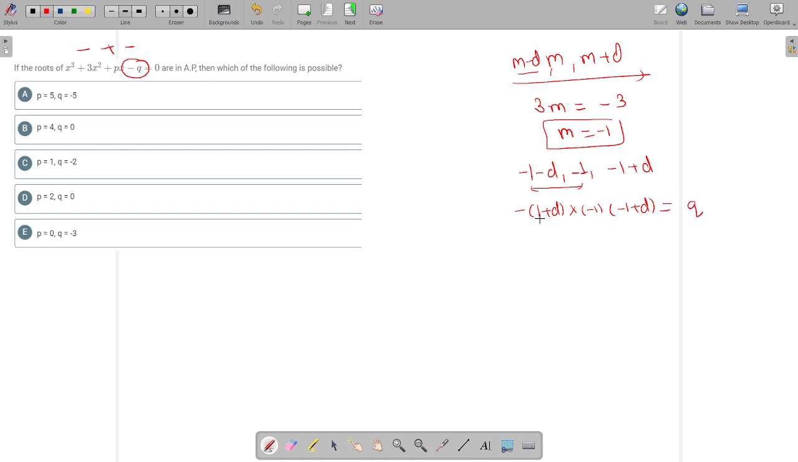Now we have to solve this. Minus 1 neutralizes and it becomes plus 1, and this is 1 plus d, 1 minus d, or we can write this as d plus 1 into d minus 1. So a plus b, a minus b is nothing but a square minus b square. So d square minus 1 equal to q. So d square is nothing but 1 plus q. Now this is done.